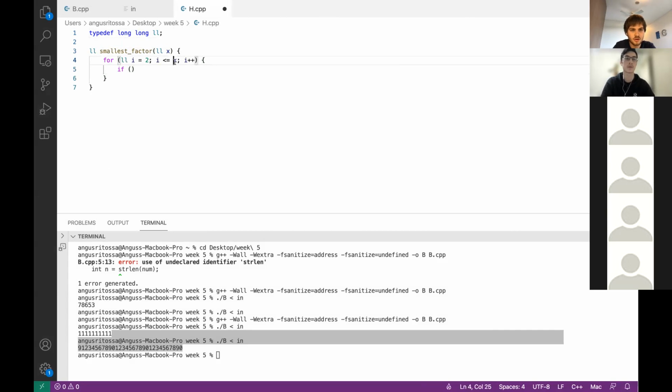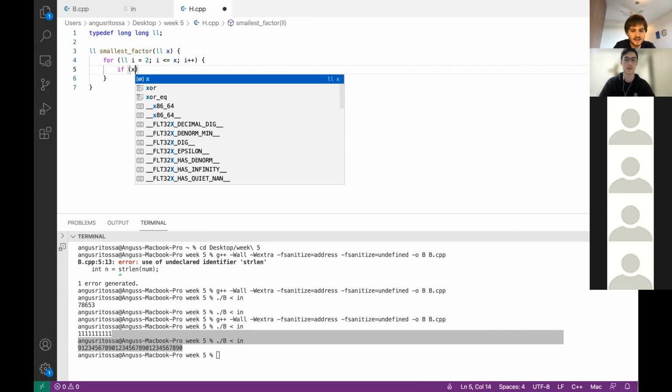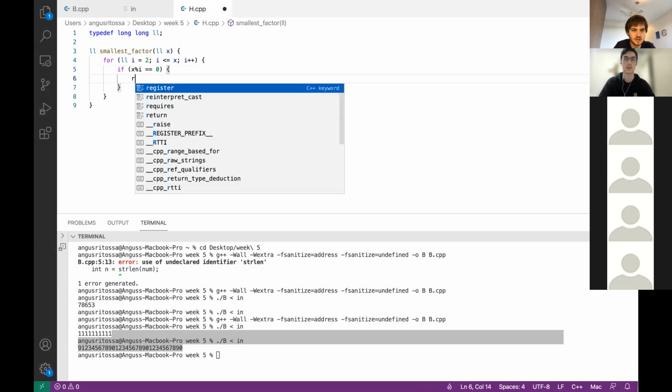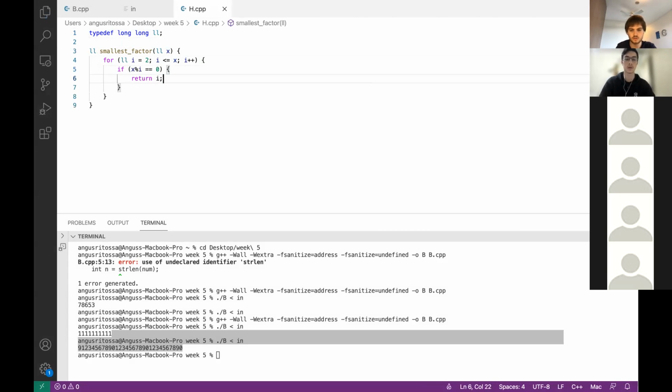Our code loops through every number. If x modulo i is equal to 0, then return i. So we loop through every number, check if i divides x, and if i does divide x, we're done. Now, this is all well and good. The main issue is that we're potentially looping all the way up to x.